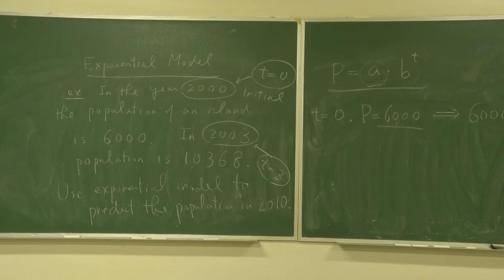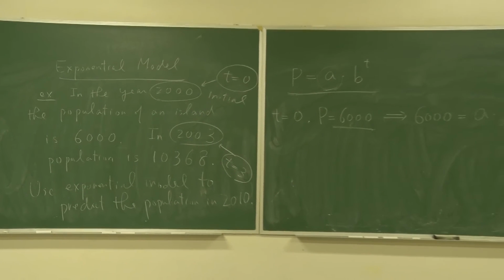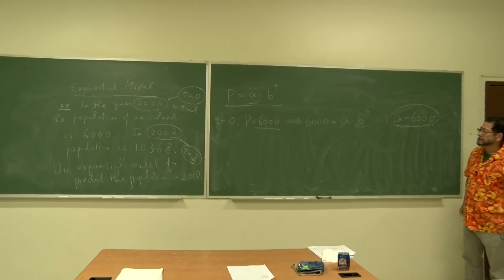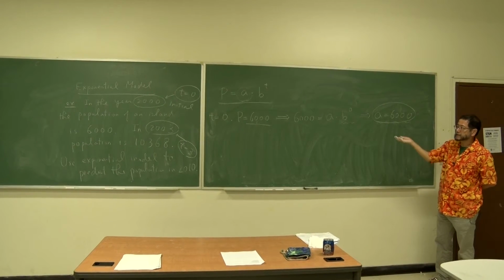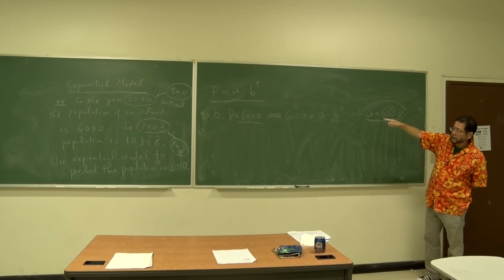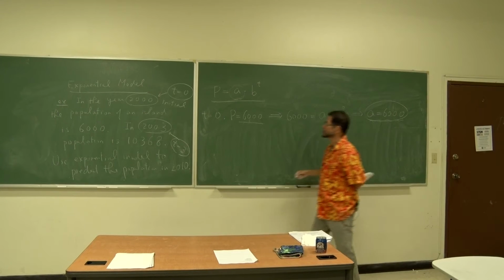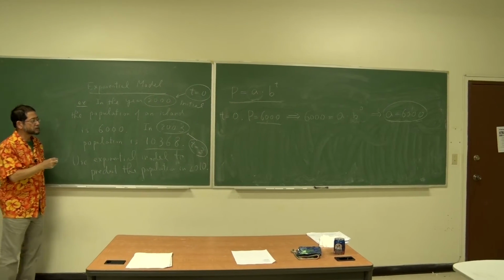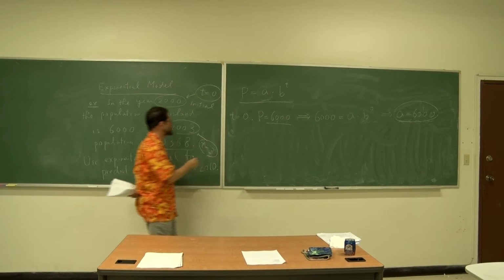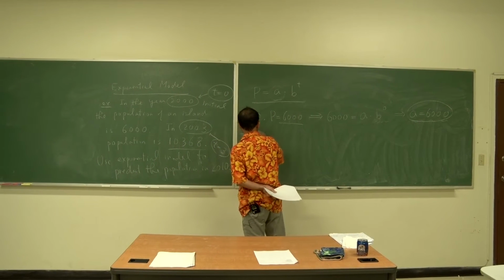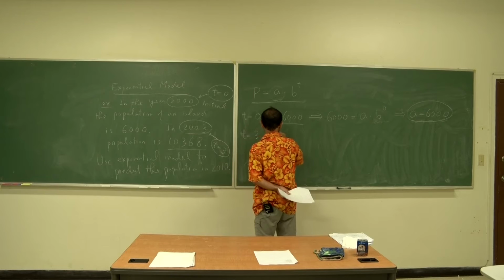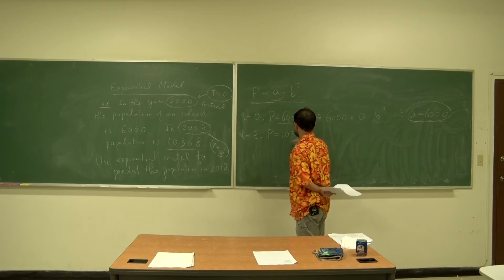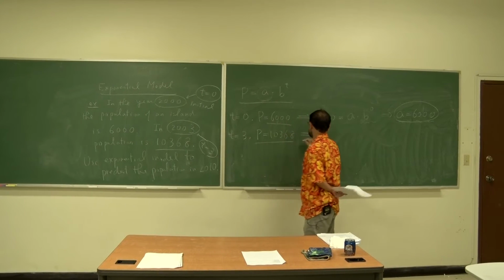So anyway, this is the detailed explanation of why this is the initial value. Now, a is determined. So how about b? To determine b, you need another piece of information, which is here. Okay? So t equals 3. Then we know the population is 10,368. So again, you plug this in.